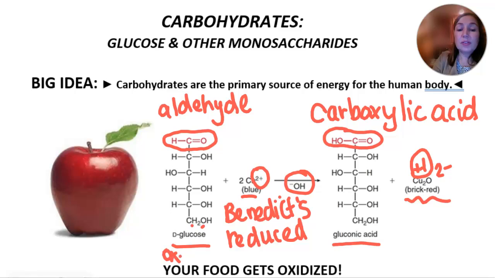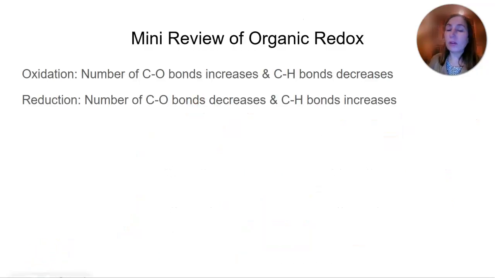So glucose gets oxidized. Sorry, that got a little squashed in writing it. Glucose gets oxidized while that Benedict's reagent gets reduced. While something's being oxidized, something else has to be being reduced at the same time. It's like this little partnership that has to go on. So let's review organic redox a little bit before we get going in this unit. Let's do a mini review of organic redox.